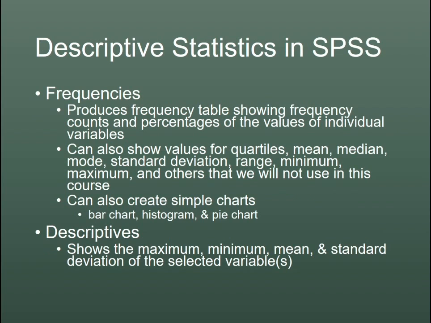In SPSS, there's two procedures to get descriptive statistics. The first is the frequency procedure, which produces frequency tables showing counts and percentages of the values of individual variables. But it can also show values for quartiles, mean, median, mode, standard deviation, range, minimum and maximum, as well as others we're not going to use. On this procedure, you can also create simple charts, but we're not going to worry about those until a couple weeks from now. Then the other procedure is the descriptives procedure.